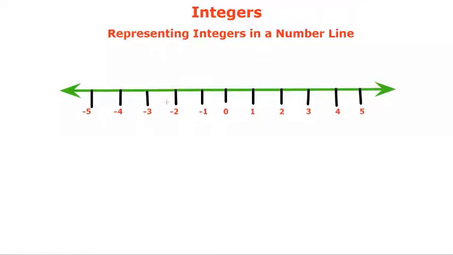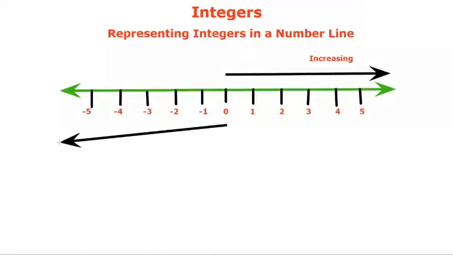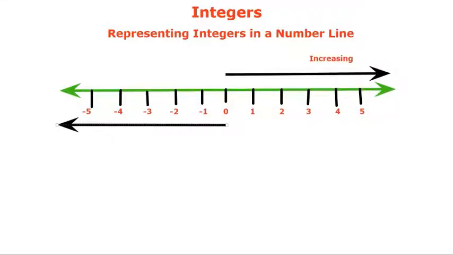This is a number line. We have 0 in the middle, positive numbers to the right, and negative numbers to the left. We can say that to the right, the numbers are increasing. But we can also say that the numbers to the left are decreasing.